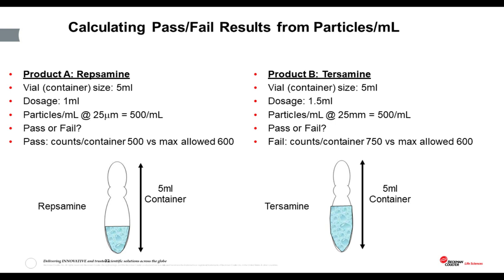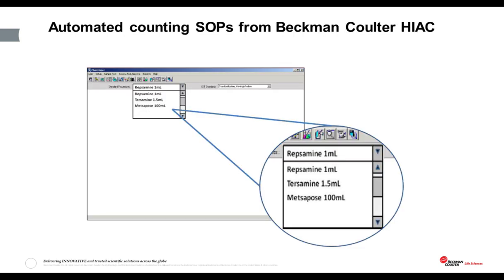test. However, product B has exactly the same number of particles per milliliter, but because the patient dose is 1.5 milliliters, this container now has 750 particles per container in it, which is a fail when compared to the compendial limit of 600 particles per container. So you can see, do the tests on two different products and one passes, the other one fails, though the test results are exactly the same. So it can be very complicated and messy.